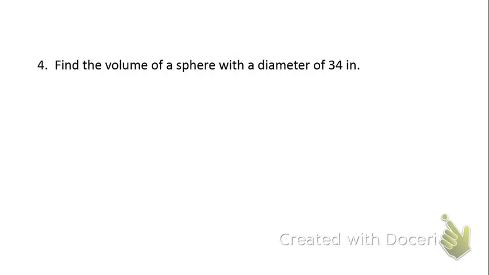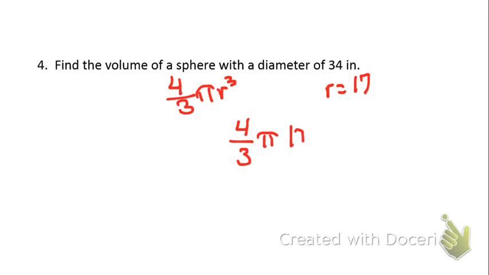Again, we have another volume one, so we want 4/3 pi r to the third. So we ask ourselves, what is the radius? Well, the diameter is 34, so the radius would be half that, which would be 17. So 4/3 times pi times 17 to the third. Again, put that all in the calculator. It looks like we're going to get 20,579.5, again labeled to the third, inches to the third.